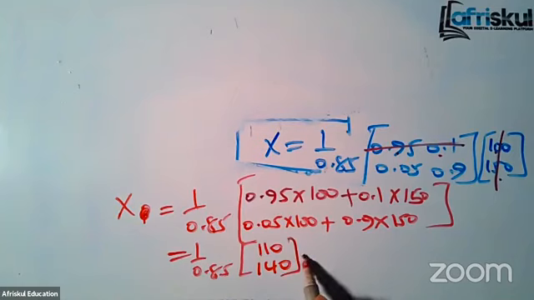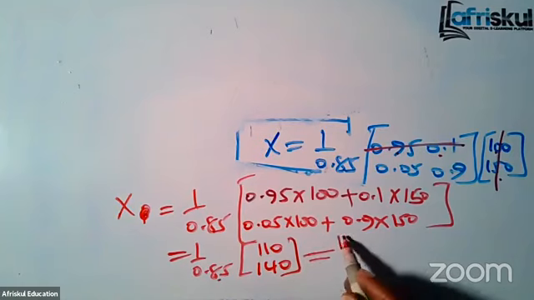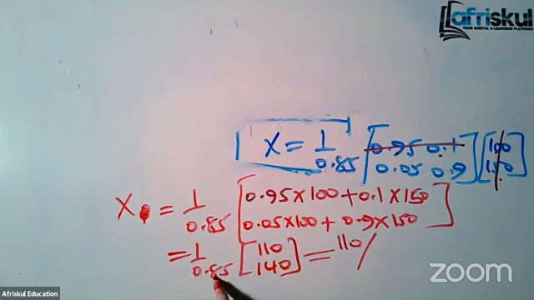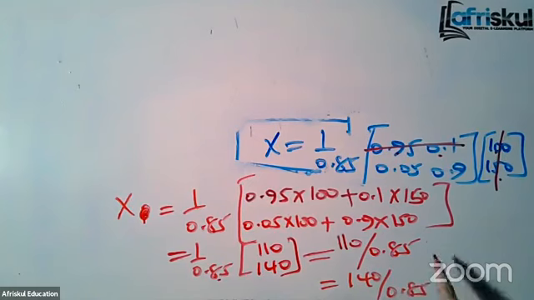From there, I'll distribute the scalar inside. So it will be 110 divided by 0.85, and this one here will be 140 divided by 0.85.